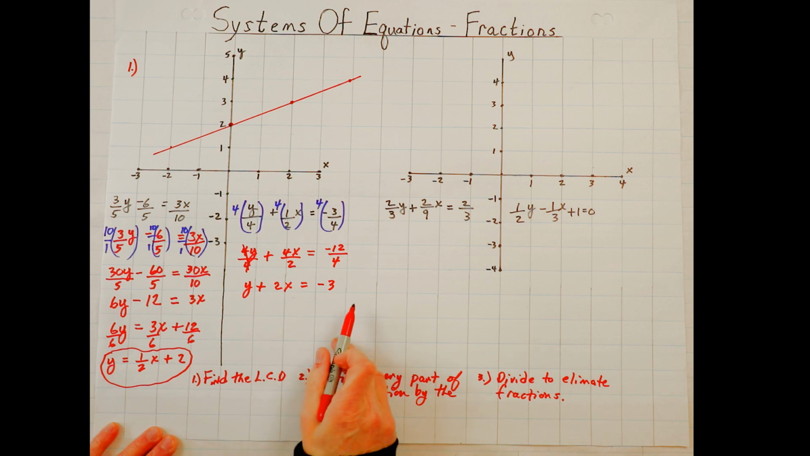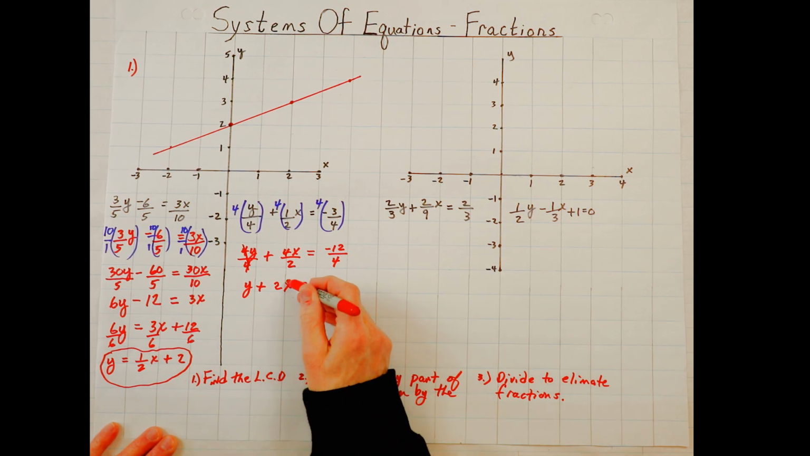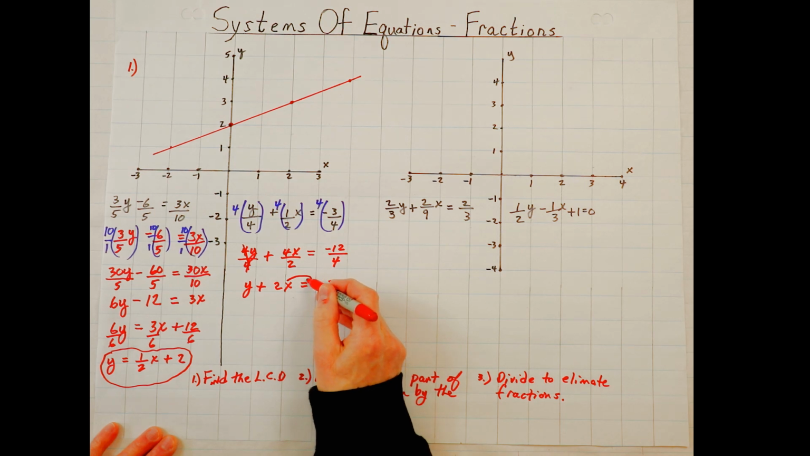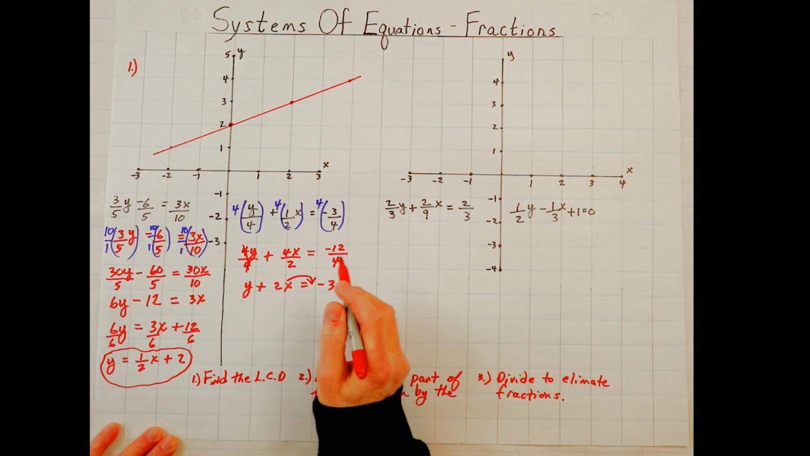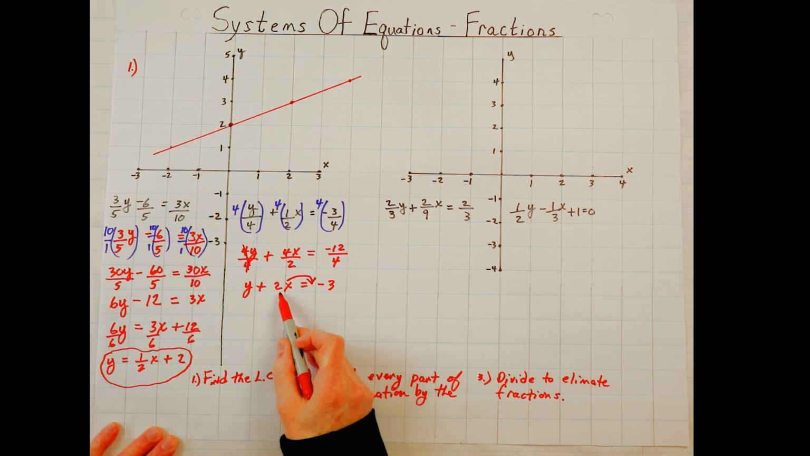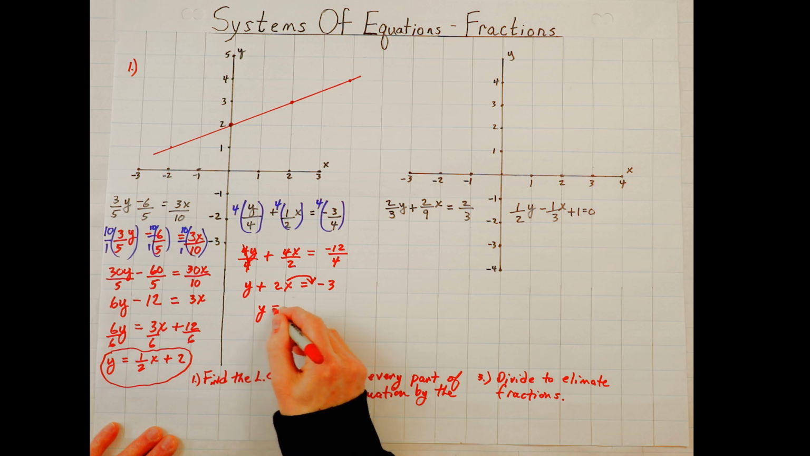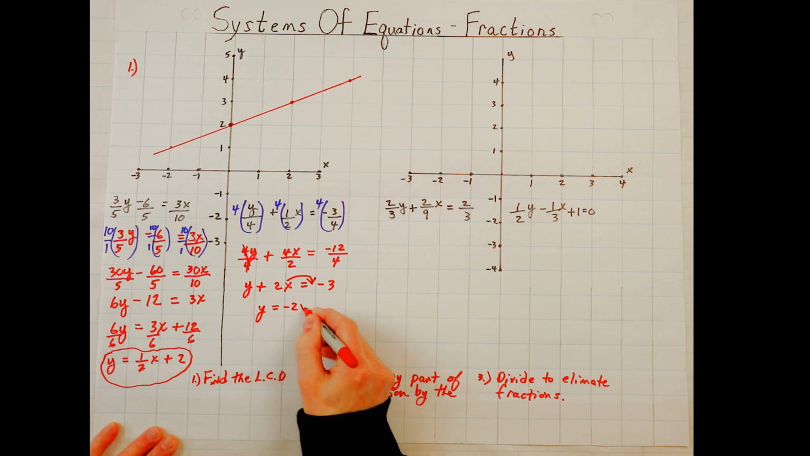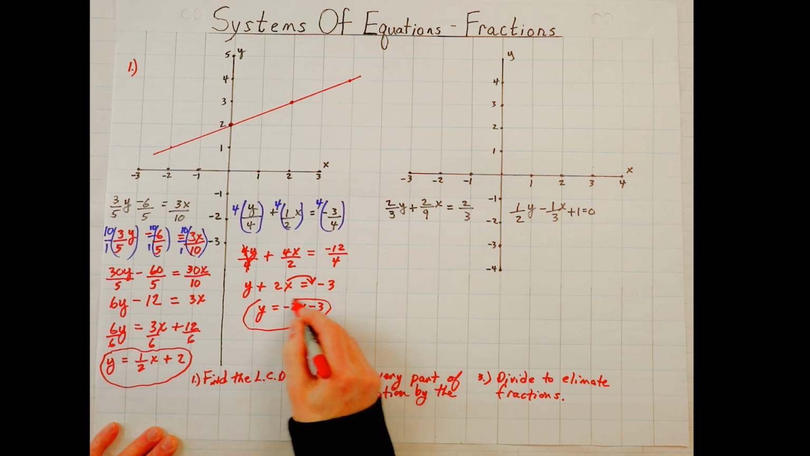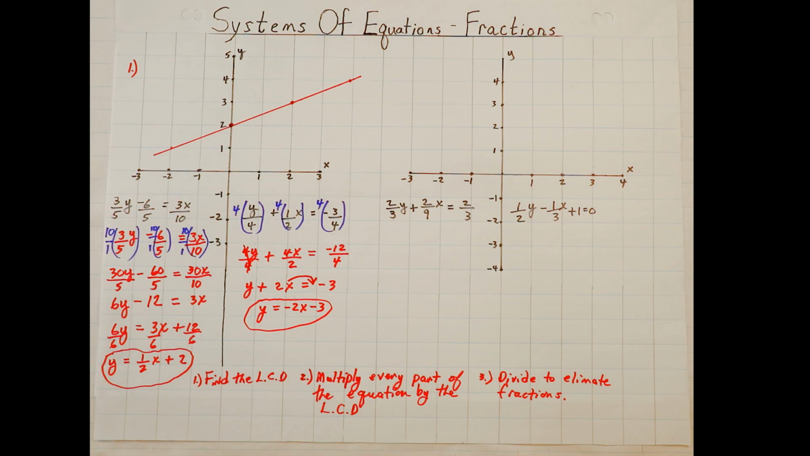And in order to get this in slope-intercept form, we have to take the 2x and move it over across the equal sign. When you change sides, you change signs. So y is equal to negative 2x minus 3. There's our second equation.